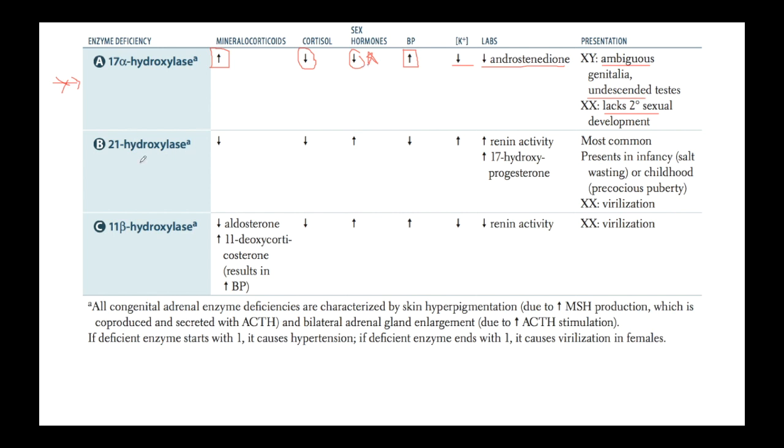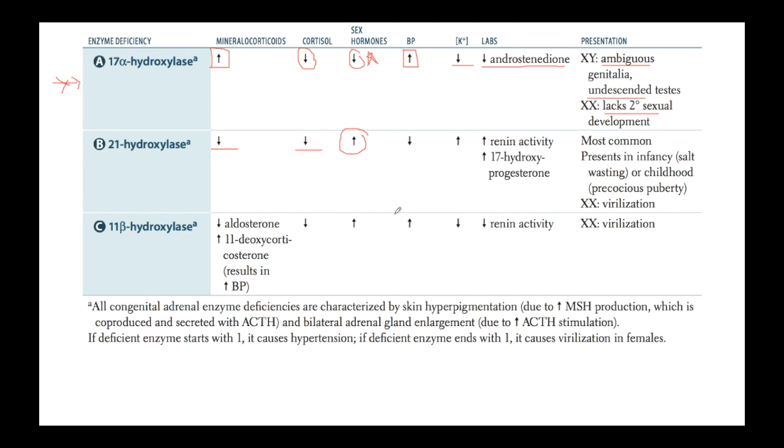And 21-hydroxylase, that was our first horizontal cut. And that one, you are going to see a reduction in mineralocorticoid because we're blocking that column, and we are also blocking the column for the fasciculata, so we have a decrease in cortisol. So our synthesis is shunted towards sex hormone production.